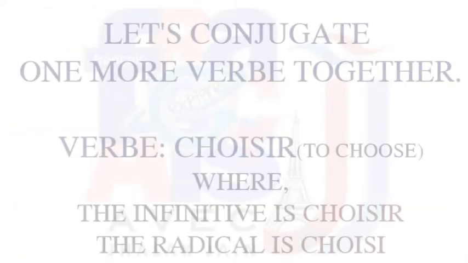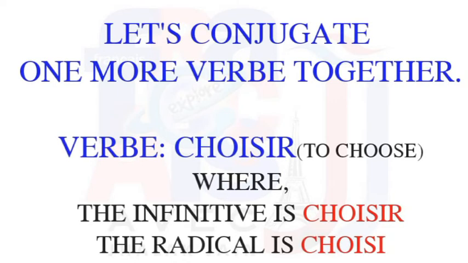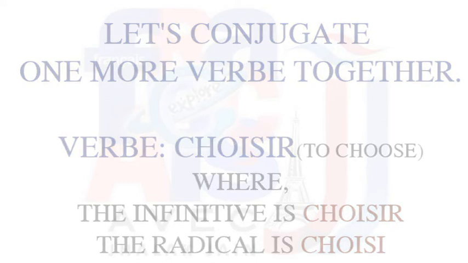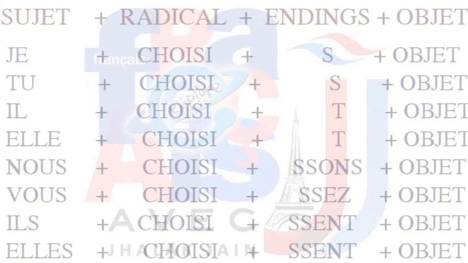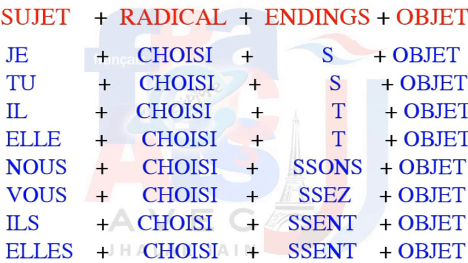Let's conjugate one more verb together. Verb choisir, which means to choose, where the infinitive is choisir as it is not conjugated, and when we remove R from choisir, the radical is there. We conjugate the verb choisir. Similarly, we did finir before. We add particular endings with different sujets.